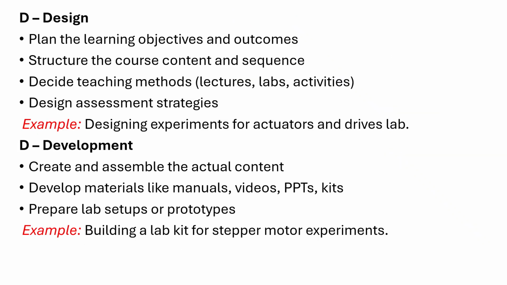The second phase is the design phase. In the design phase, first we need to plan the learning objectives and outcomes. For example, the trainee or students are given the assignment to design a lab experiment for the Sensors and Actuators lab. For this, they first do planning of learning objectives and outcomes. The second is they need to have a structure. Before executing any course, we need to have a proper structure of course content and how we are going to make the sequence.